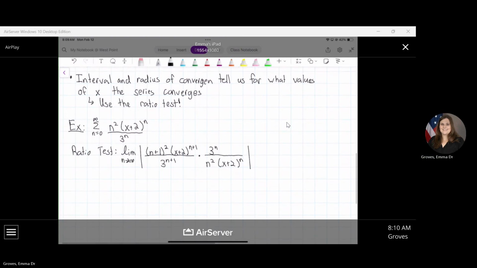Okay. Everybody okay with that? All right. Pat, what does this simplify down into? So we're going to have absolute value of x plus 2, we're going to have a 3 in the denominator, and then (n plus 1) squared and then n squared. Perfect.